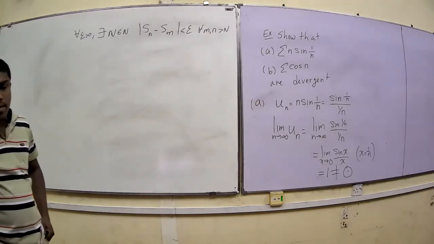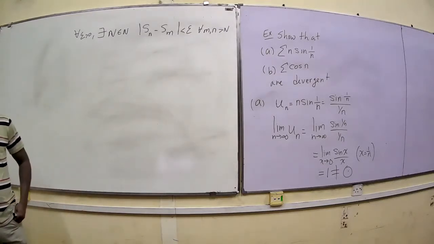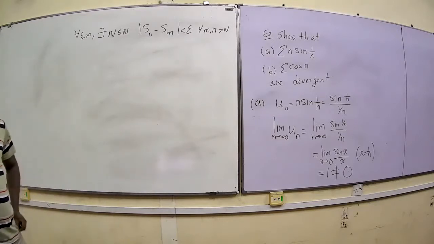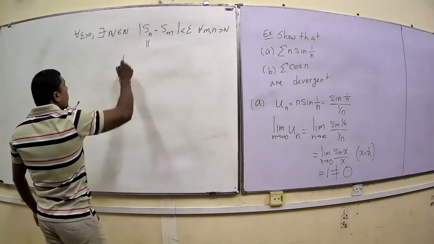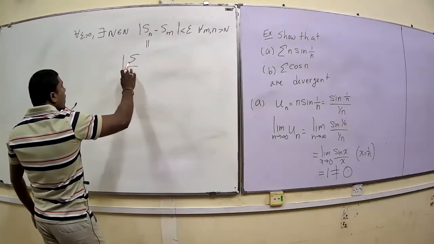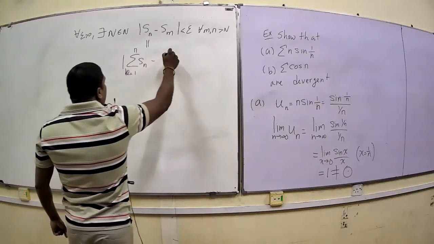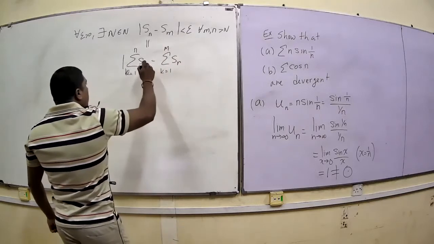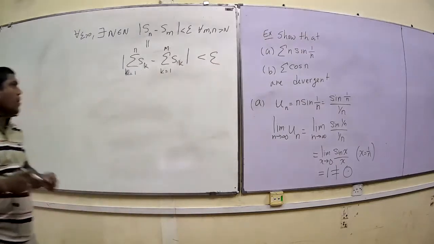You all know we studied this in the second chapter: the Cauchy condition for the sequence S_n is that for all epsilon greater than 0, there exists N in the natural numbers such that S_n minus S_m is less than epsilon. So now you can see that this is the summation of k equal to 1 to n of u_k minus the summation of k equal to 1 to m of u_k, and it is less than epsilon.